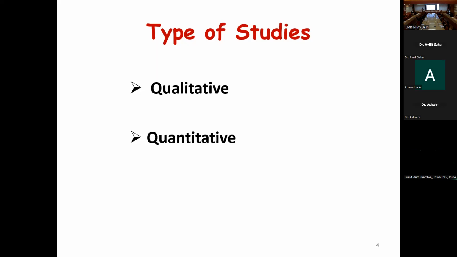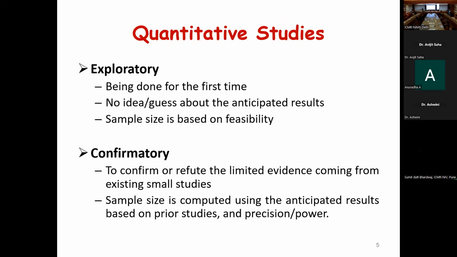In quantitative studies, again, there are two kinds of studies. One is exploratory, second is confirmatory. You heard that for some questions you need some expected results. So if you are doing an exploratory study, that means you are doing this study for the first time. You have absolutely no prior data existing, no limited evidence existing. This is being done for the first time.